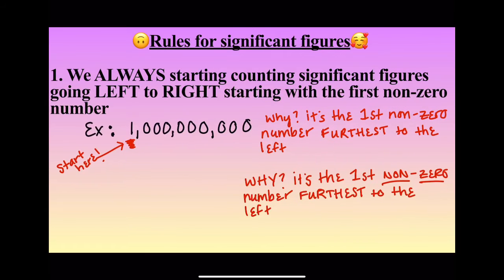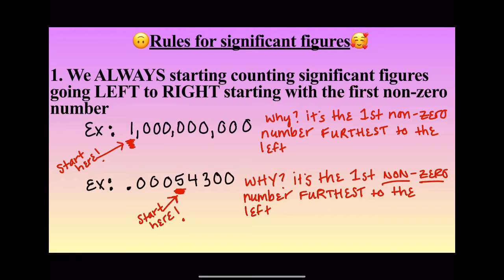So when we count our rules for significant figures, we're always going to start counting going from left to right with the first non-zero number. And you can see I put a little squiggle under the 1, and I put a little squiggle under the 5 because that's where we're going to begin.